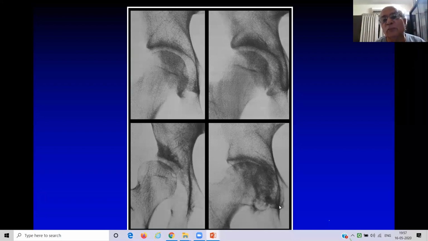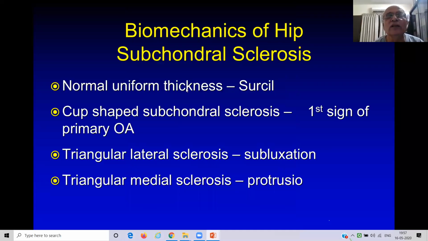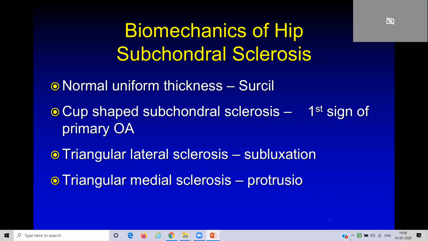Now, there is protrusio. Instead of having a normal sourcil, that sourcil has become complete throughout the acetabulum. That means the hip is loading much more on the medial side. That happens in protrusio. So I go back to my original slide. Normal uniform thickness is the sourcil. Cup-shaped sourcil is the first sign of primary OA. Triangular is subluxation, and triangular on the medial side is protrusio. Is it clear to all of you? Yes, sir. This is very, very important in day-to-day practice.